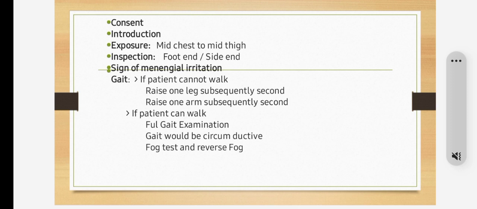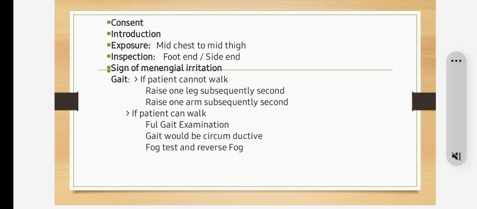Position the child: head should be straight, arms should be aside, legs should be straight, and the whole body should be in one plane. While positioning, you may get an idea of weakness. Now start with inspection, first from the foot end, then from the side. Count respiratory rate, observe for NG tubes, Foley's, posture, and any abnormal facial weakness or deviation.